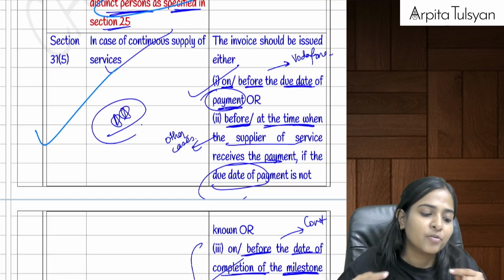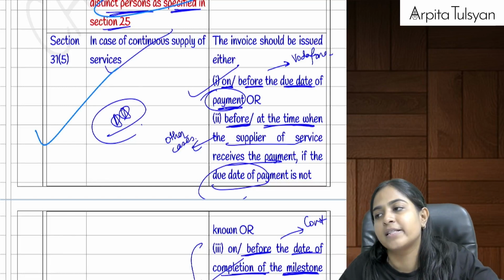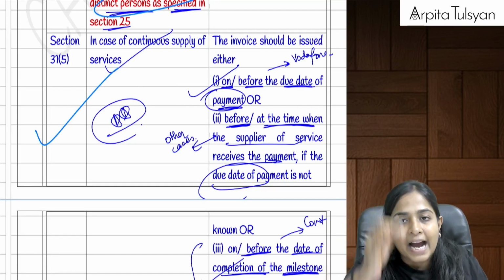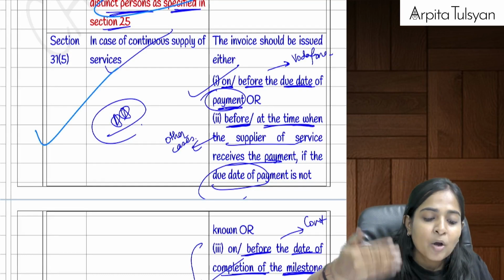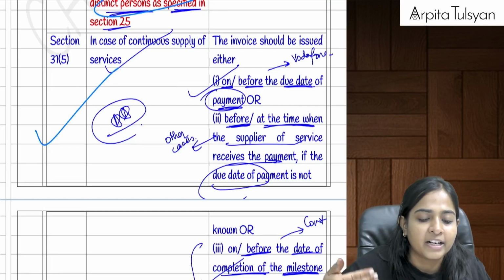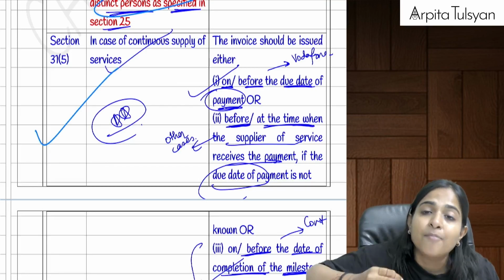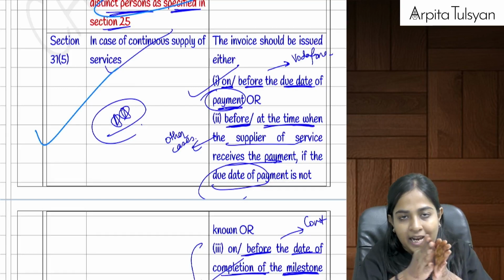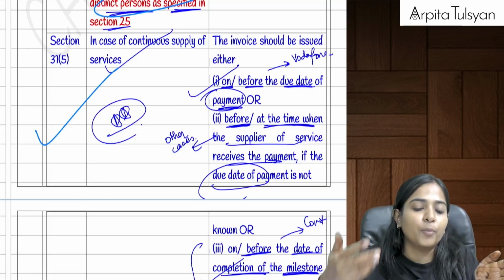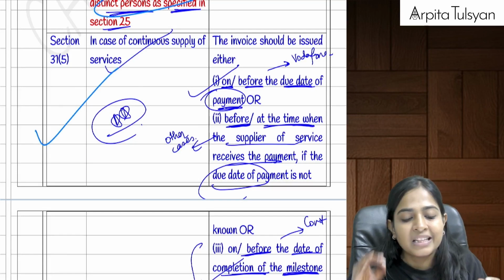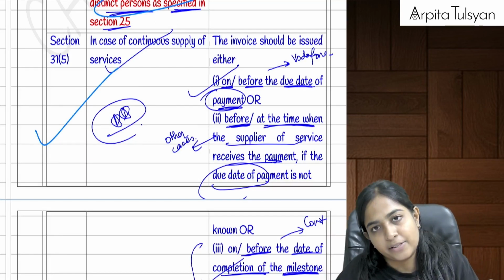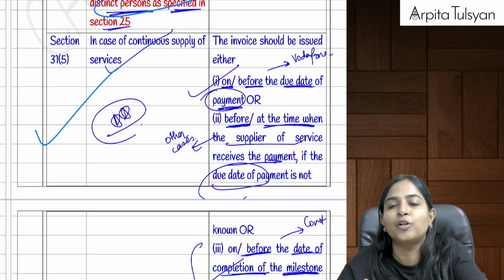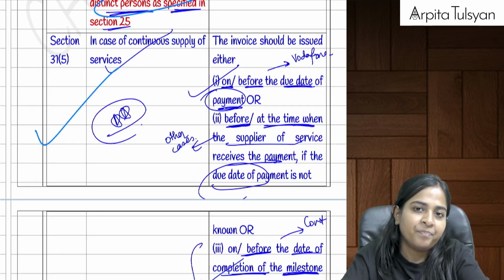Okay, so what is going to happen in case of continuous supply of services? I have entered into a contract with you where I am going to provide you services on a recurring basis, for a period of more than 3 months, with periodic payments. That is, I provide you some service, then you make the payment. I provide you the service, you make the payment, and so on. Are you clear with this?